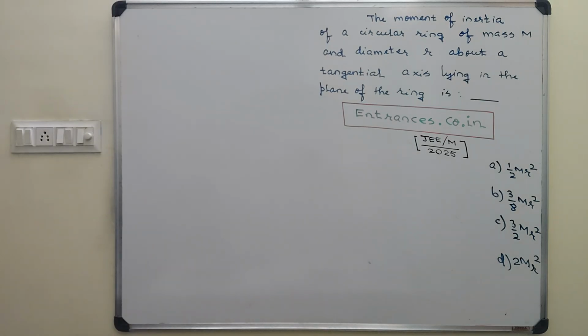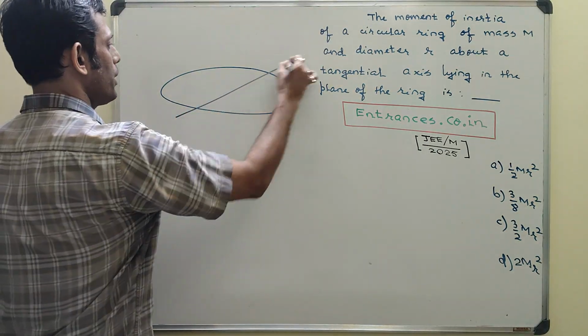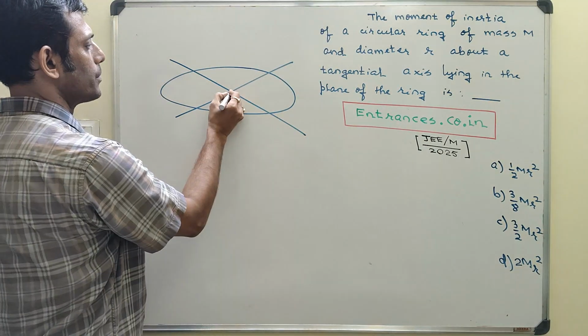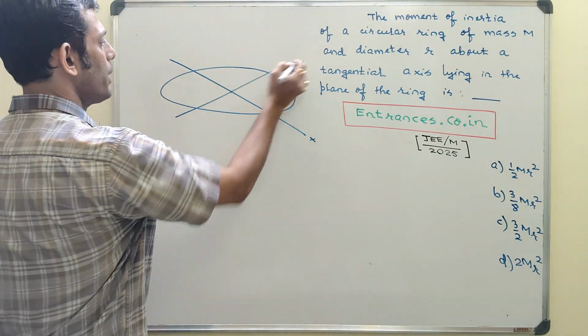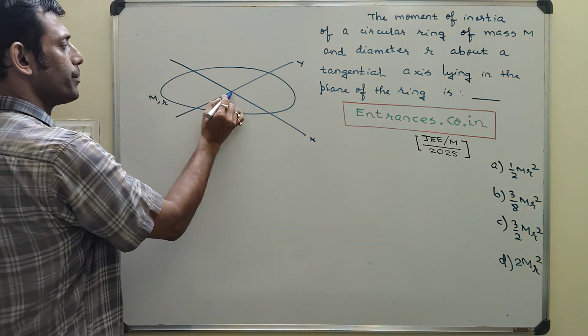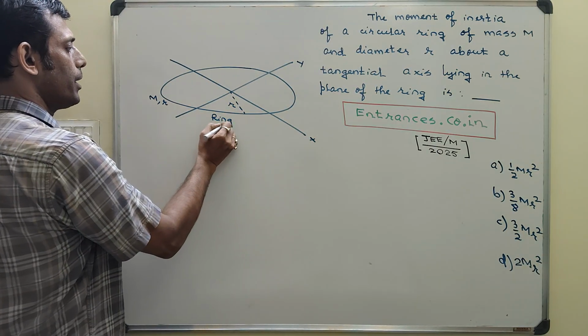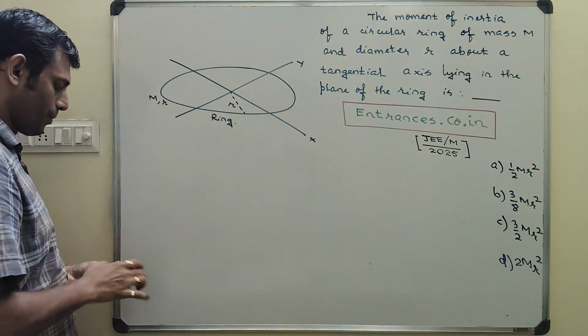Moment of inertia question for a ring. Let us consider a ring here, with two diametric axes. Let's call them the x and y. The ring is of mass m and radius r. So the radius of the ring is r and the mass is m, as given.